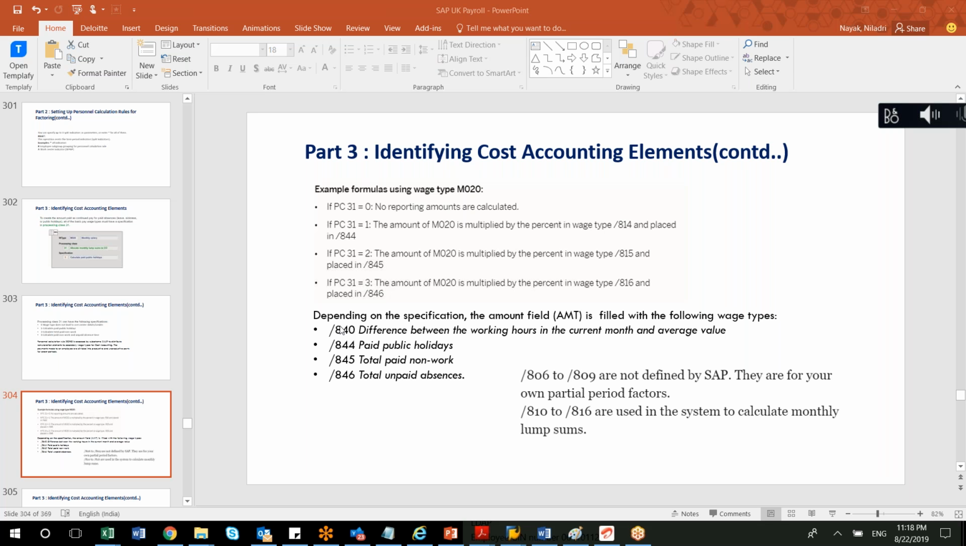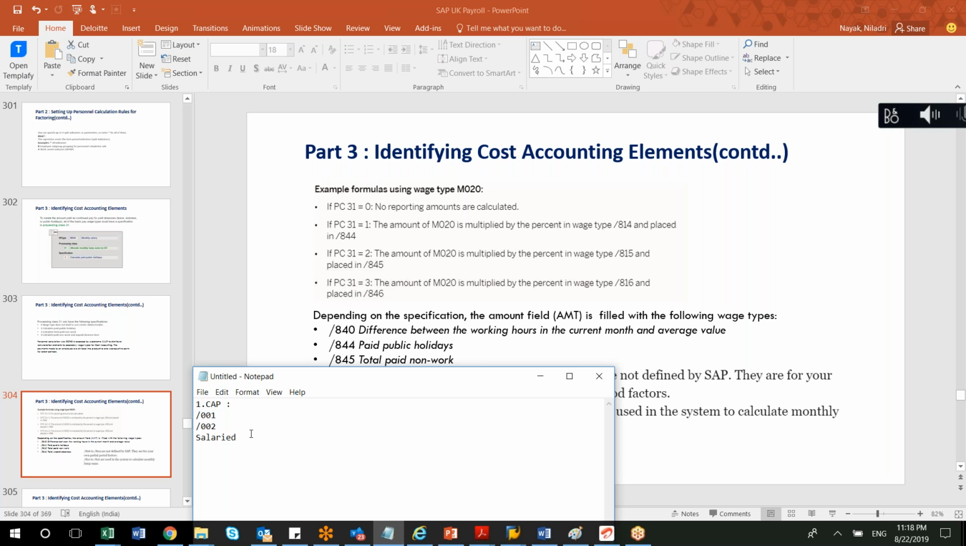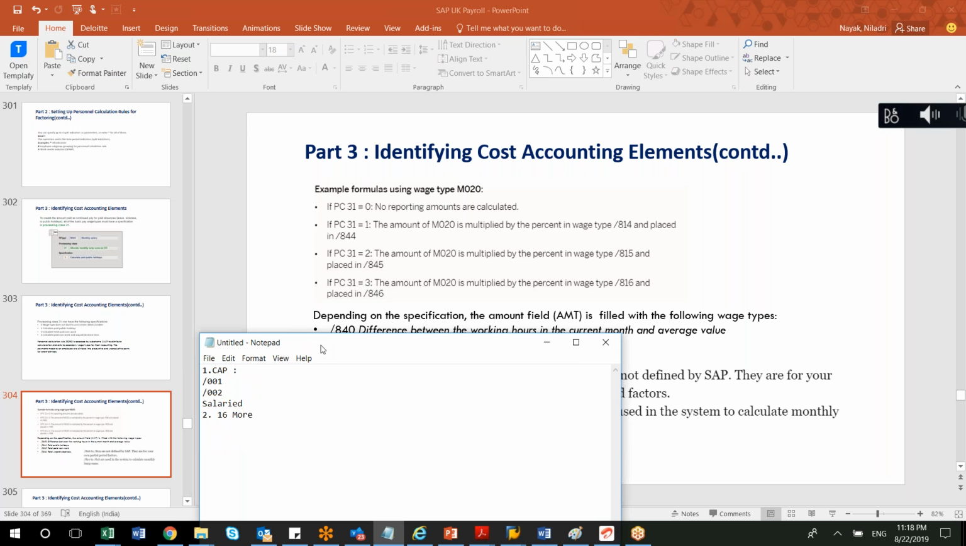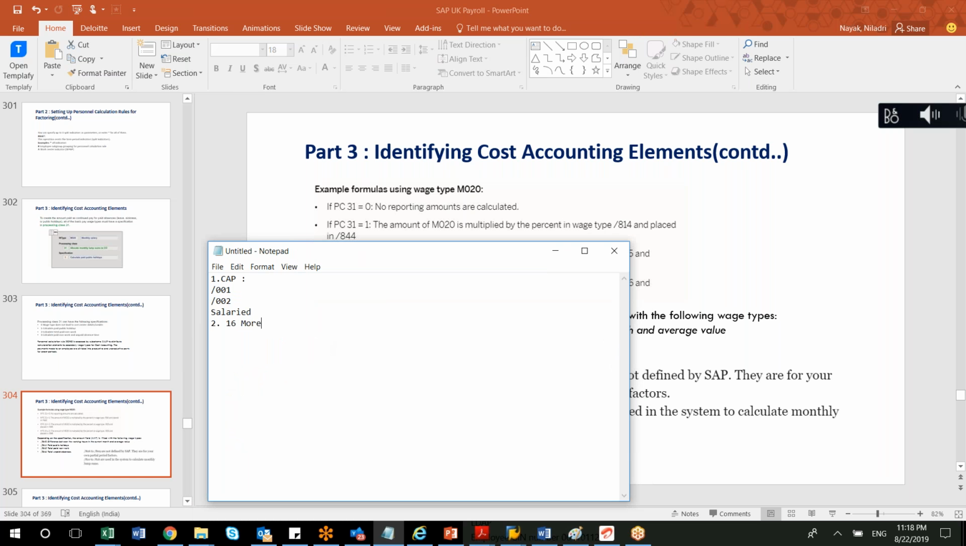Okay, this is also a good question you have asked, but I will check why it is 16, why not more. If I find some satisfactory answer, then I will get back to you. 16 for 16 period factors.